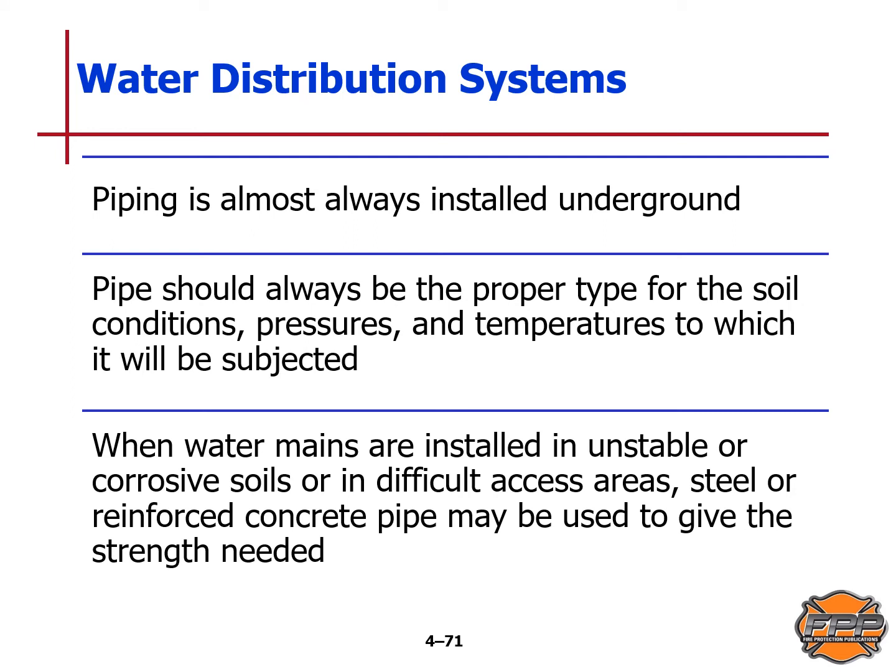Piping is almost always installed underground. Pipe should always be the proper type for the soil conditions, pressures, and temperatures to which it will be subjected. When water mains are installed in unstable or corrosive soils or in difficult access areas, steel or reinforced concrete pipe may be used to give the strength needed.